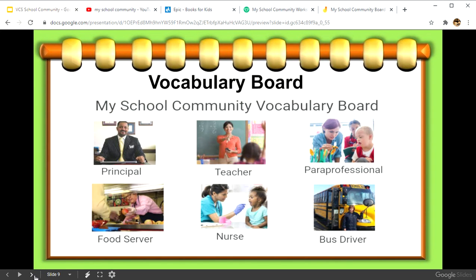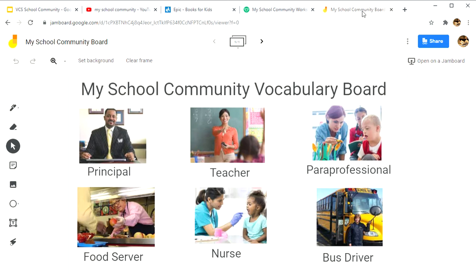You could also create a vocabulary board with the actual pictures of the members of your school community. I created this one in Jamboard, Jamboard.google.com. And here I copied and pasted images from online, but potentially you'd get the real pictures of the people in your actual school building, in your school community, such as the principal, teachers, the paraprofessional or paraprofessionals if you have more than one, the food server, the nurse, the bus driver or the matron, and whomever else you feel is important for your students to learn in the school community.